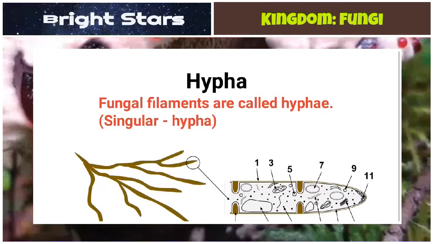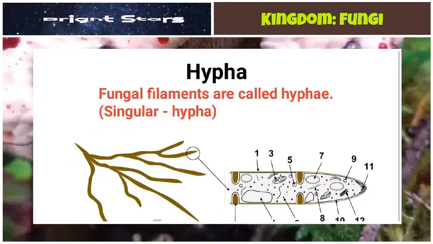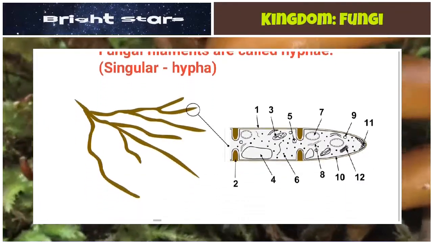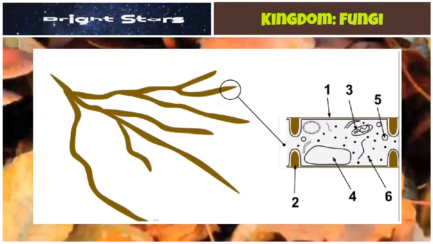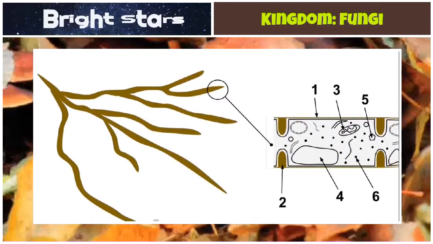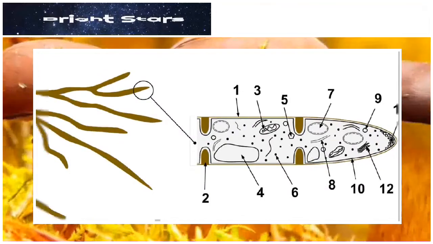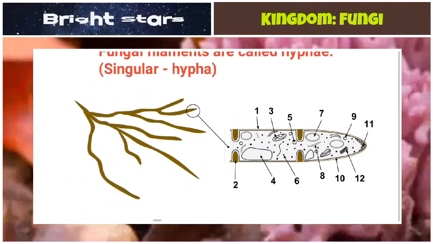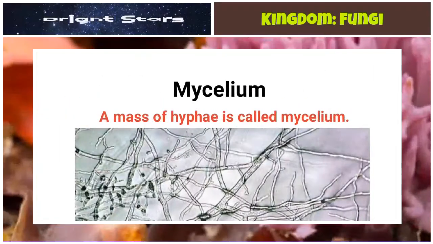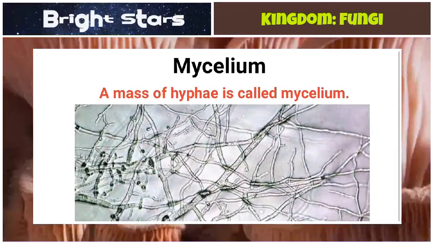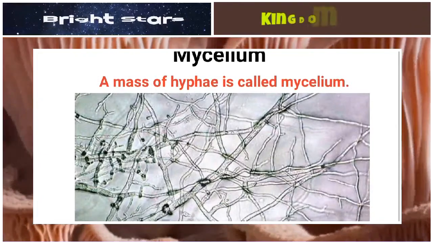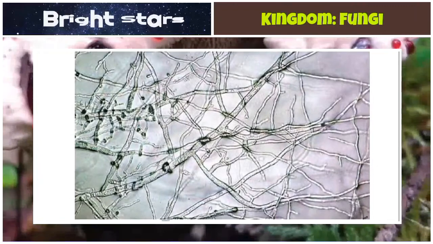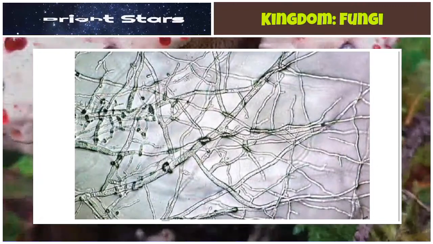Next feature is a hypha. Fungal filaments are called hyphae. Singular is hypha. So hypha means hair-like filaments of fungus. Under the microscope we can see like this. Under an electron microscope the hypha will be like a eukaryotic cell. So this is hypha. Next thing is a mycelium. Mycelium is nothing but a mass of hyphae. A group of hyphae is called mycelium. This is the actual body of the fungus.